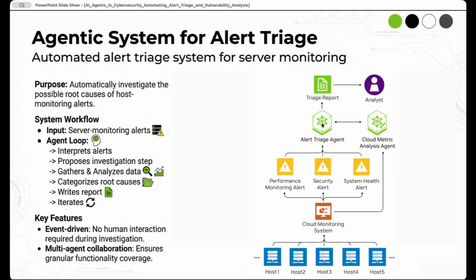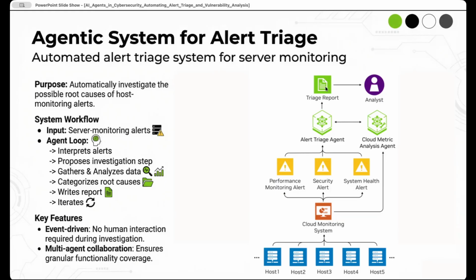And then there will be a triage agent. This is the LLM agent that is going to take in all the alerts and collaborate with another cloud metric agent to figure out what is the most critical alert or signal right now in the system, and write a report.